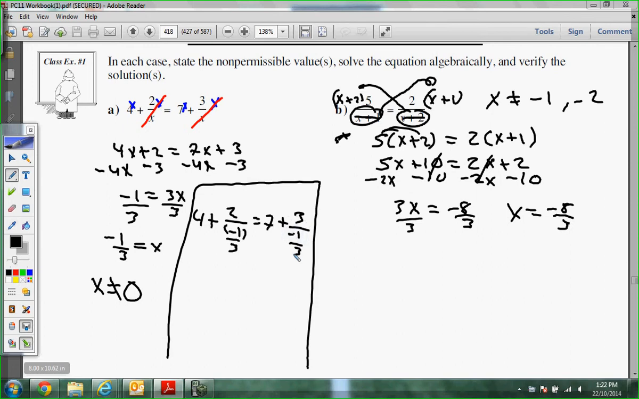Dividing by 1/3 is the same as what? Multiplying by 3, very good. Okay, dividing by 1/3 is the same as multiplying by 3. In this case, it's a negative. So this is now going to be 4 plus a negative 6, because it's like timesing by 3, the 2. This right here is going to be 7, that's going to be 9. 4 minus 6, negative 2. 7 minus 9, negative 2. We verified.